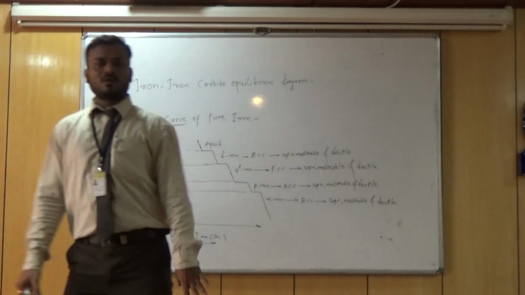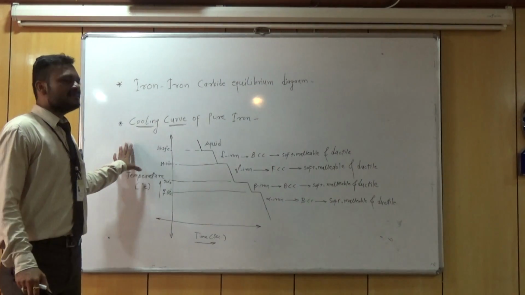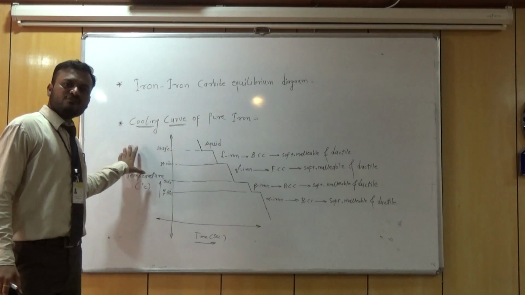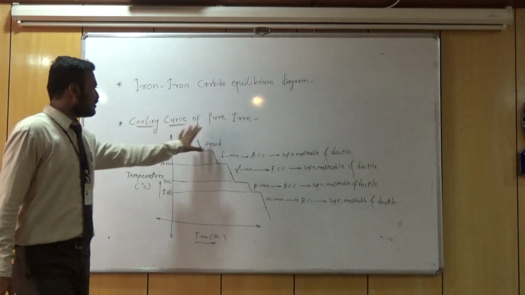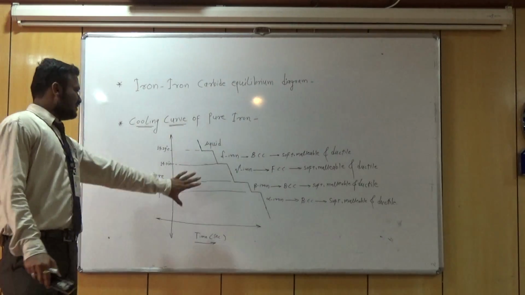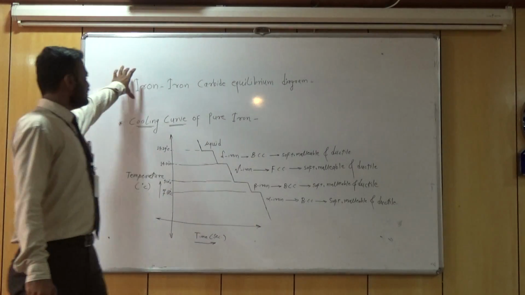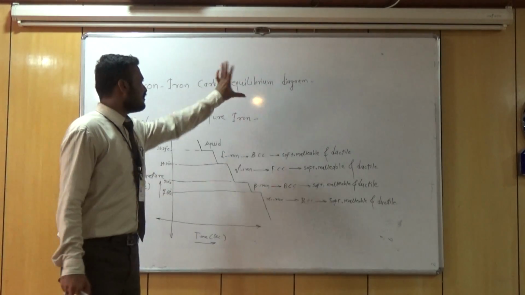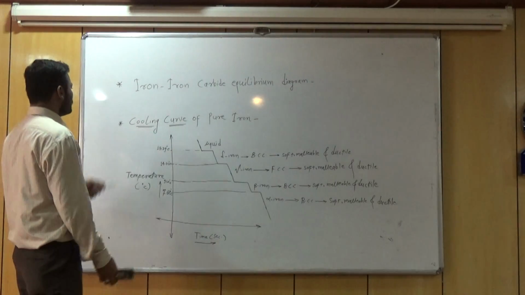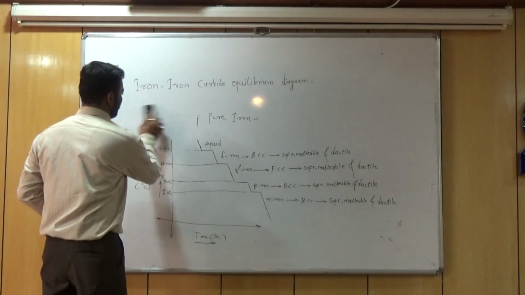Okay. Now we have completed the 2 points, that is allotropy of the pure iron and cooling curve of the pure iron. Now this will be very helpful to understand the main point, that is the iron carbide equilibrium diagram. So we will move towards that diagram.